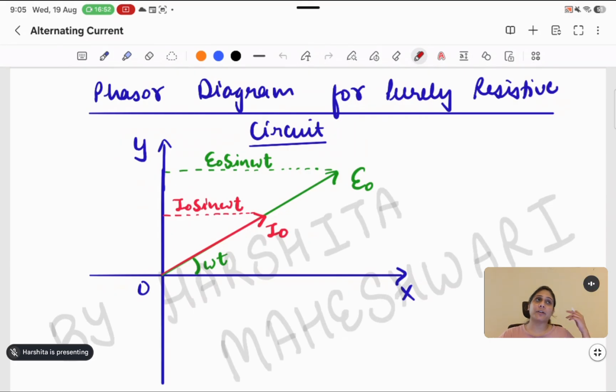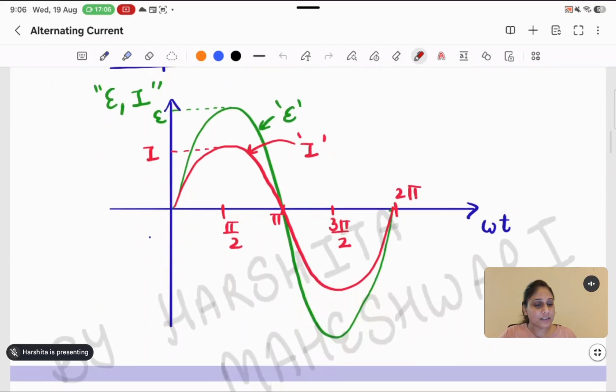Now you might be having a question in your mind: why is E naught bigger and why is I naught smaller? That is completely dependent upon us. Just to differentiate their magnitudes, we are taking one as a larger one and the other as a smaller one. Okay. Next we have the graph.